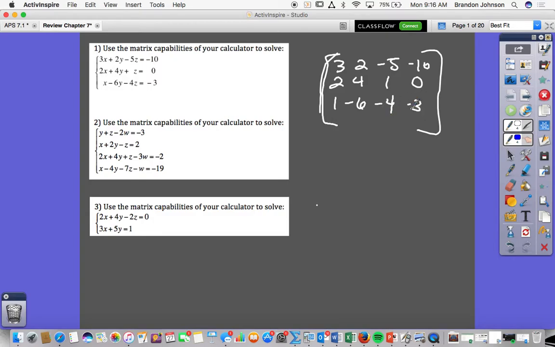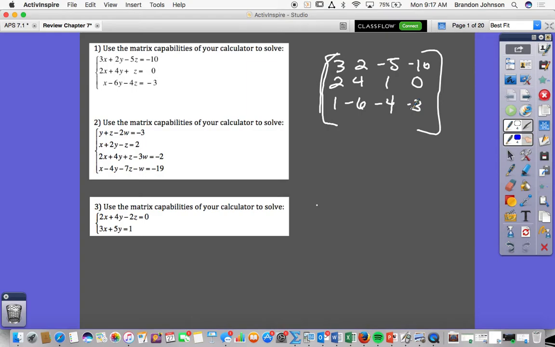Okay? How do you get to matrix again? I'll do that in just a second. I just want you to see that we could transform whatever systems of equations into a matrix, okay? Now, as far as doing it by hand, you don't have to do that. Just know how to use your calculator, okay?